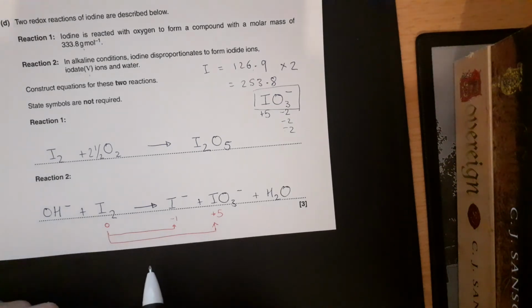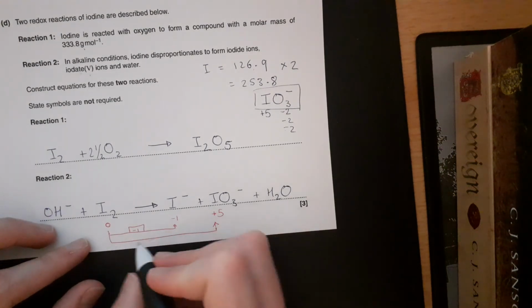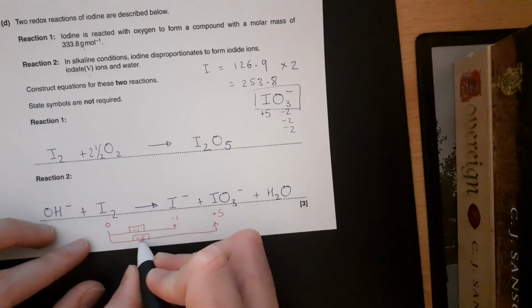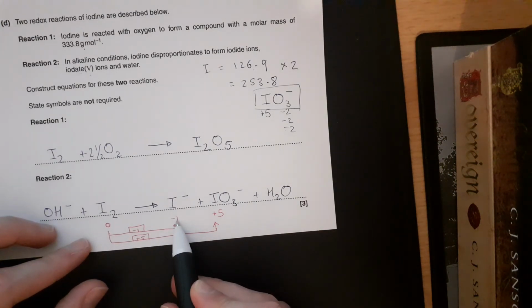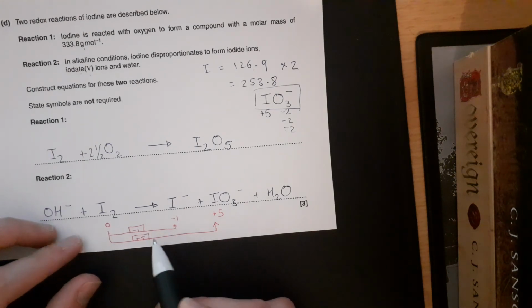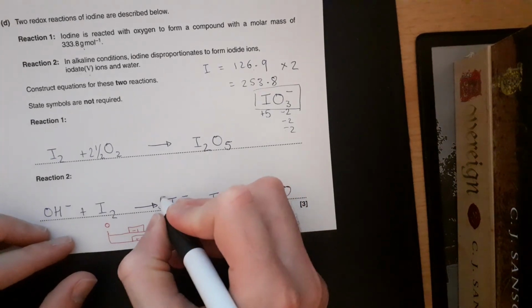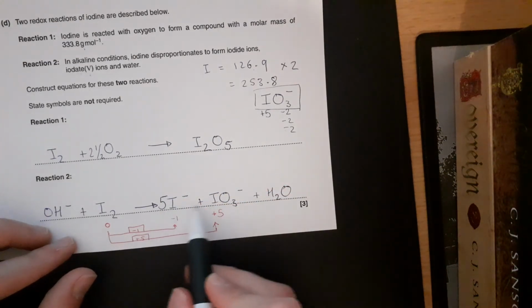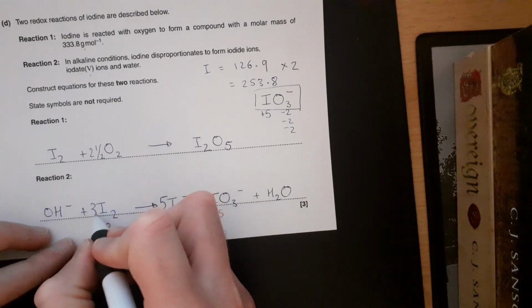And then we need to make sure that the total amount of oxidation is balancing the total amount of reduction. So it's being reduced by -1, and it's being oxidized by +5. So that means this is going to have to be multiplied by 5 for the reduction to balance the oxidation. So I'm going to have 5 I minuses here, and so therefore that gives me a total of 6 iodines. So this is going to have to be a 3.